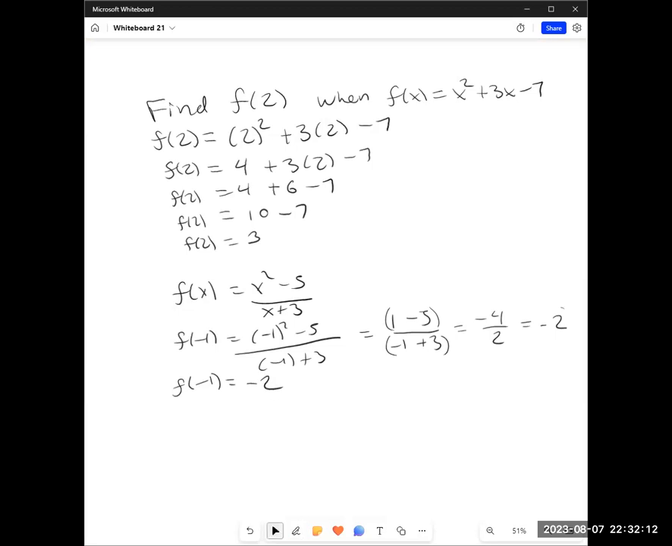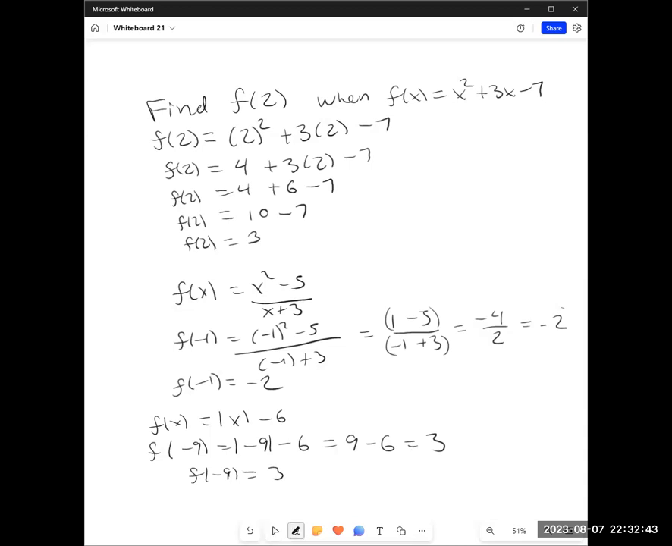I'm going to try and do one more here before I clear the canvas. So f of x is going to be equal to the absolute value of x minus 6. Stick in a -9. The absolute value of -9 minus 6 is the absolute value of -15, which is 15. So f of -9 is equal to 3.